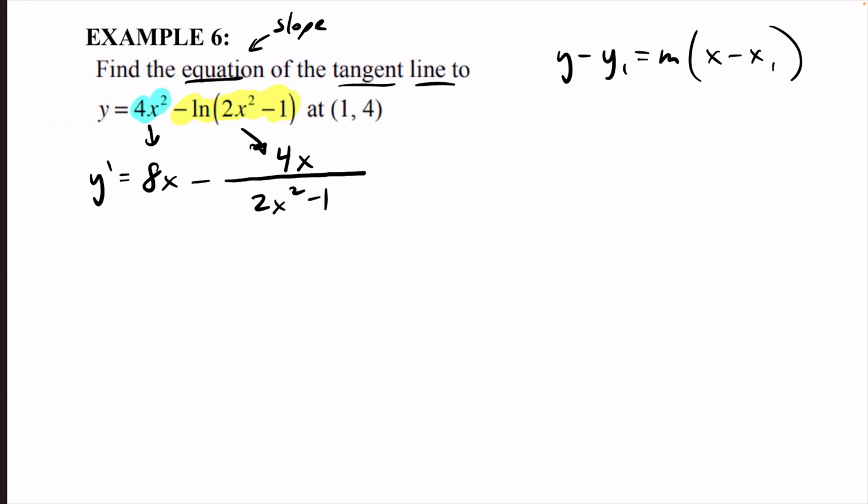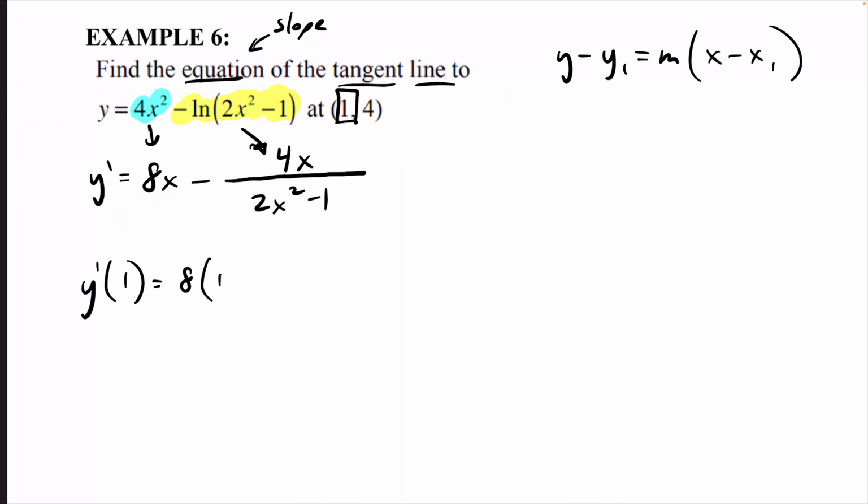Plug in 1, right? Yes, plug in 1. Can we subtract the 8x and the 4? No, because they have different denominators. Oh, this one's denominator is 1. Yeah, it'd be nice if we could, but yeah. So plug x equals 1 into the derivative, and that'll get you the slope.